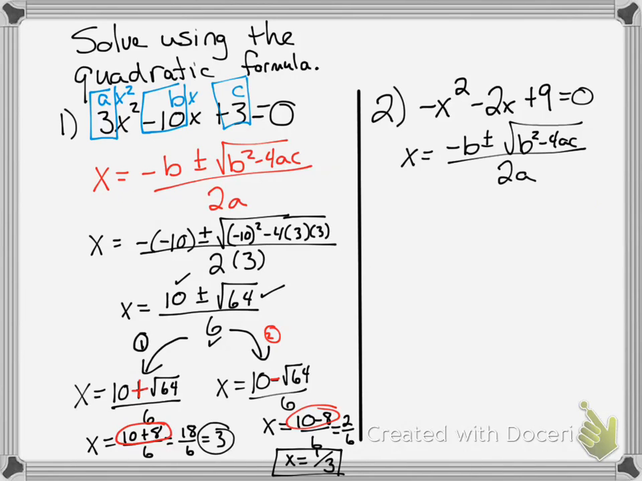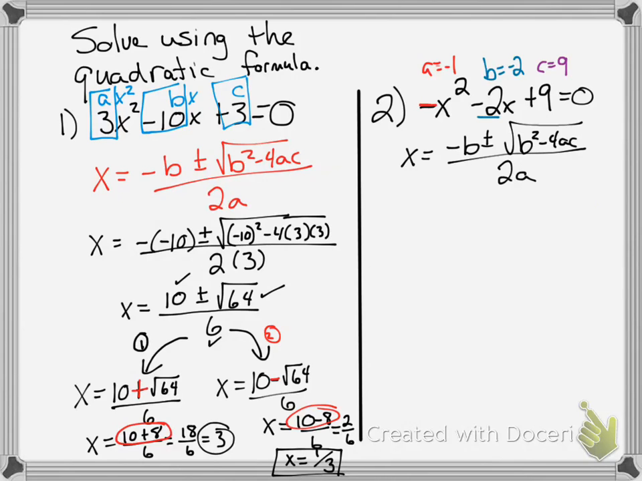So a is in front of x squared, so I don't have a number here, so that would tell me a is negative 1, because it is a negative sign right here. I'm going to look at my b value. My b value is in front of x, so b would be negative 2. C value has no x, and so I'm looking at my c value as being positive 9.